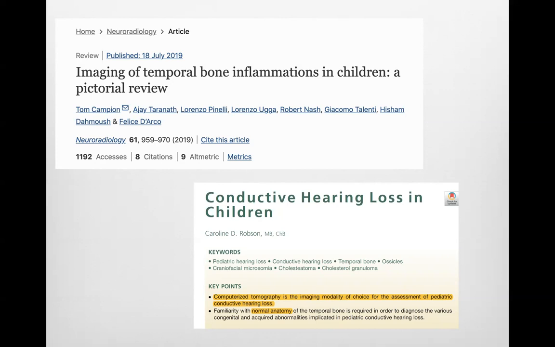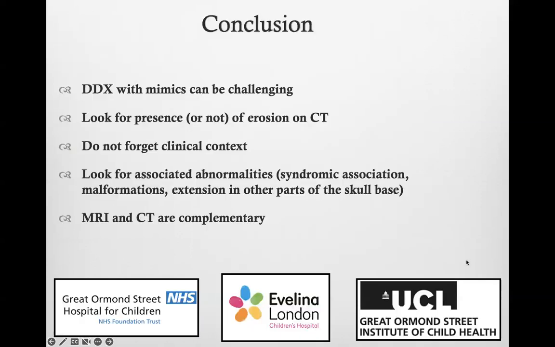Again, thank you very much for the invitation. These are my conclusions. Remember that MRI and CT are complementary, but for conductive hearing loss, use CT first. Look for associated abnormality, syndromic association. Don't forget the clinical context. So again, please get in touch if you have any comment, and see you next time.